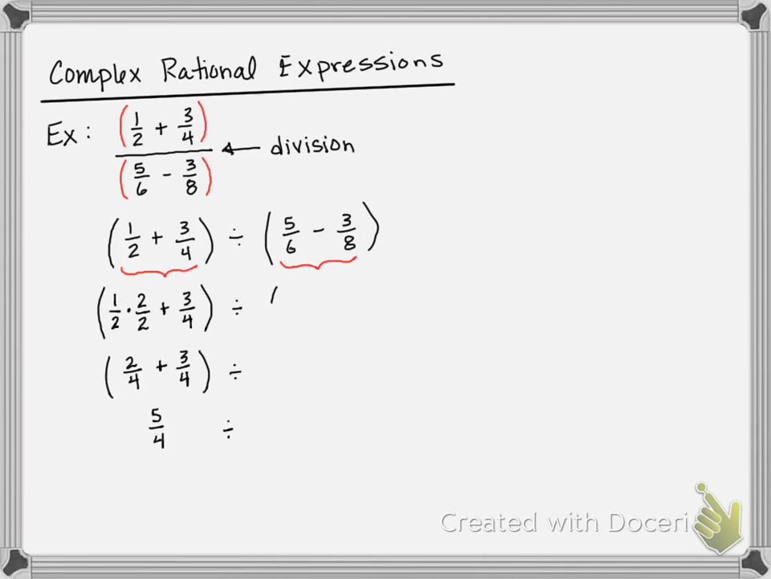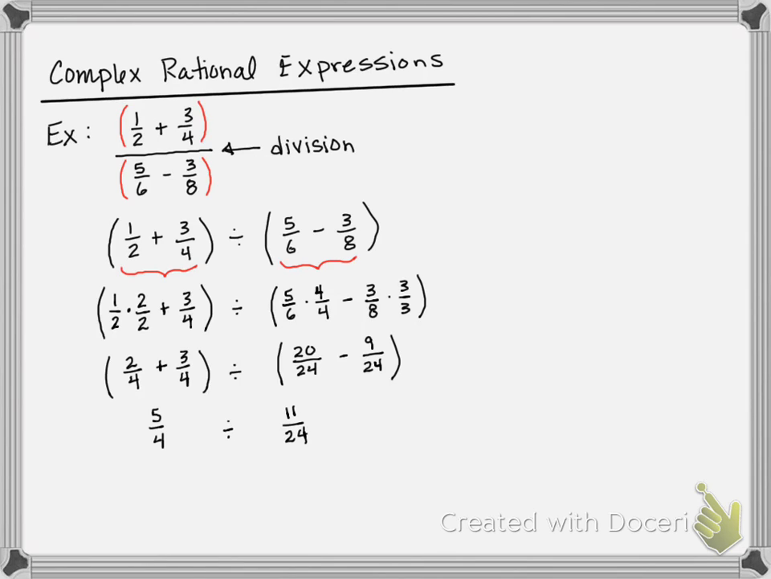So same thing here, we're going to get common denominators. Looks like my LCM is going to be 24. So we have 5/6 times 4/4 minus 3/8 times 3/3, which will give me 20/24 minus 9/24, which is 11/24. So notice in that last step, I dropped the parentheses, and the reason for that is because I don't have any addition or subtraction to group anymore, right?